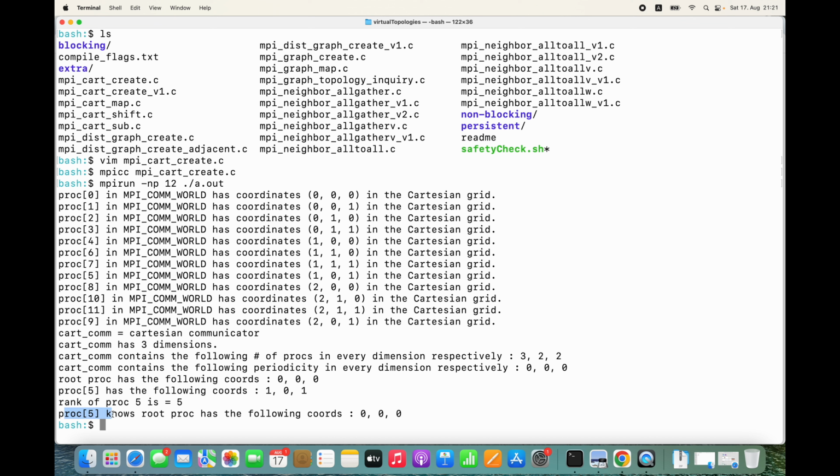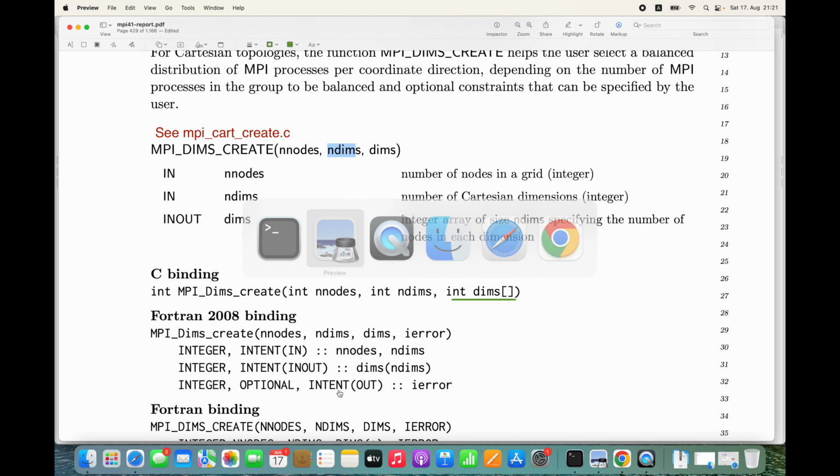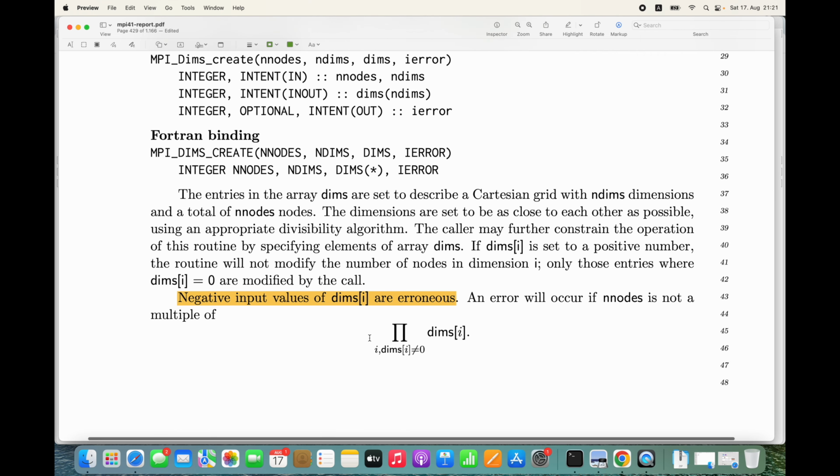Then proc 5 knows the root process has the following coordinates. So this also shows that since these functions are local, proc 5 already has information about the coordinates of the root process. So that's the example that we had, but let's go further down.